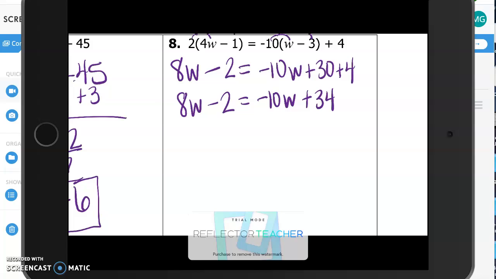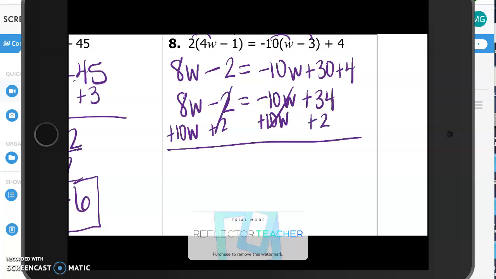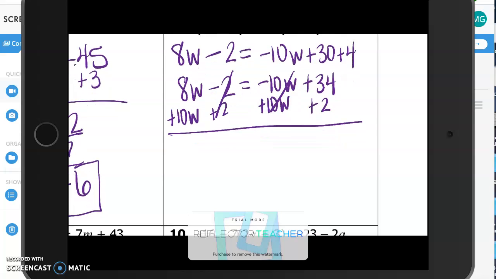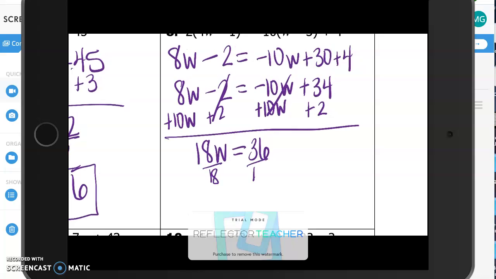So 10w, need to add that to both sides. So again, with the shortcut, that means I'm also going to add 2 to move that to the right-hand side. So I have 18w equals 36. Divide both sides by 18. W equals 2.